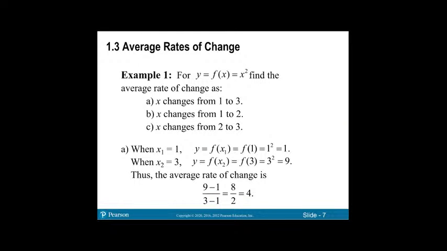Okay. So this example says, for this function, find the average rate of change as x changes from 1 to 3, from 1 to 2, and from 2 to 3. We see a little bit of a hint there. This is page 7. I'm actually going to work this one myself. So we have 1 to 3, 1 to 2, and 2 to 3 for x squared.